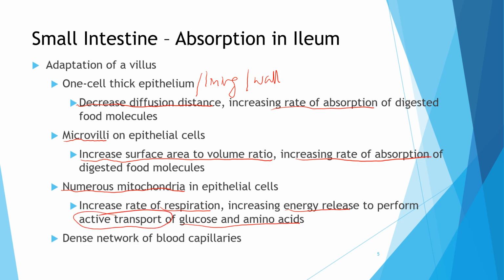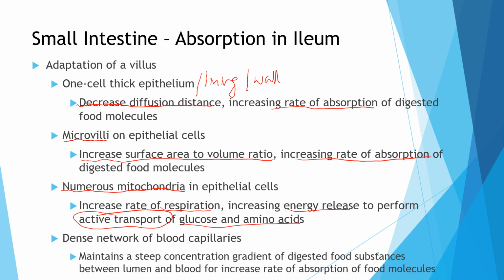Okay? And finally, the dense network of blood capillaries. All right, this dense network of blood capillaries ensures that the absorbed food substances are constantly being swept away by the blood, and so the concentration gradient between the small intestine and the blood is very steep because the blood is always moving, and this will help in better absorption of food molecules. Okay, so these are 4 adaptations of a villus, and they are all pretty important, of course. Yeah, so I guess that's it for this slide. You have to remember all 4. Okay.